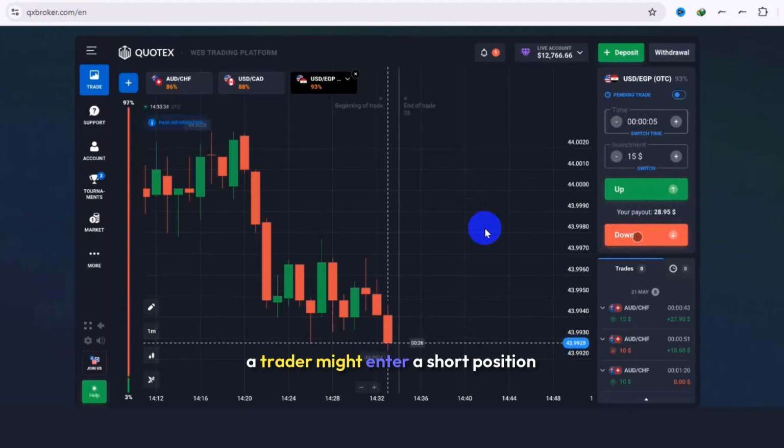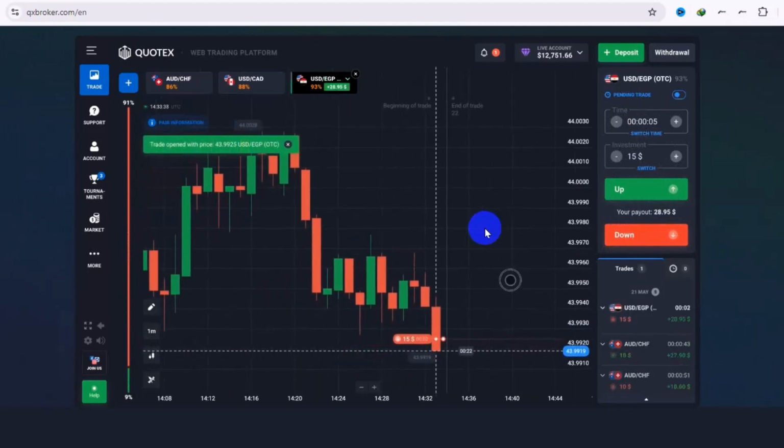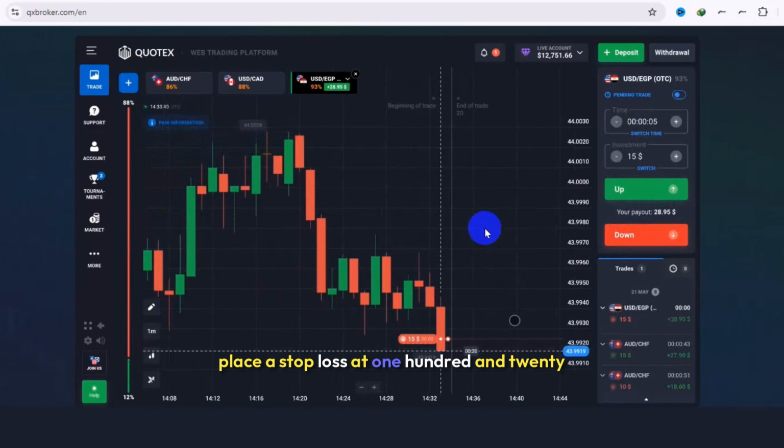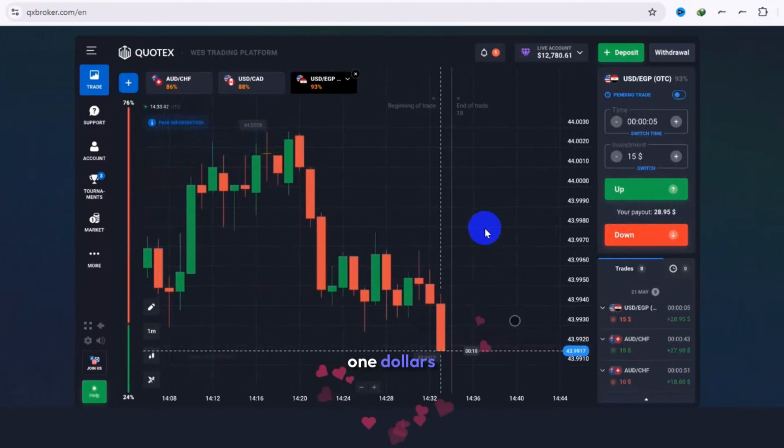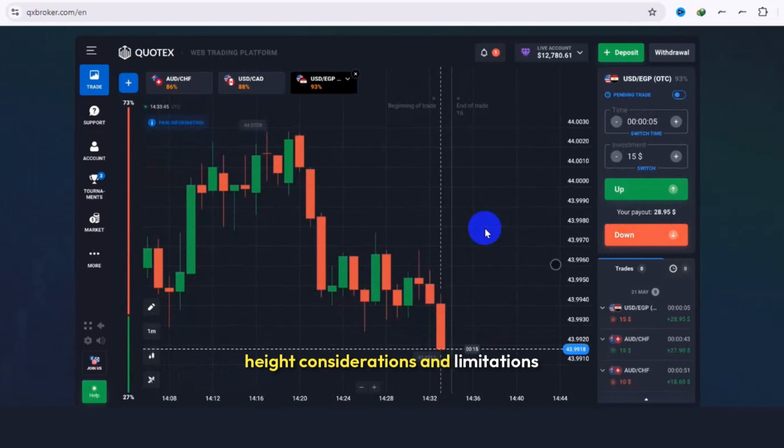A trader might enter a short position at $114, place a stop loss at $121, and set a profit target based on the pattern's height.